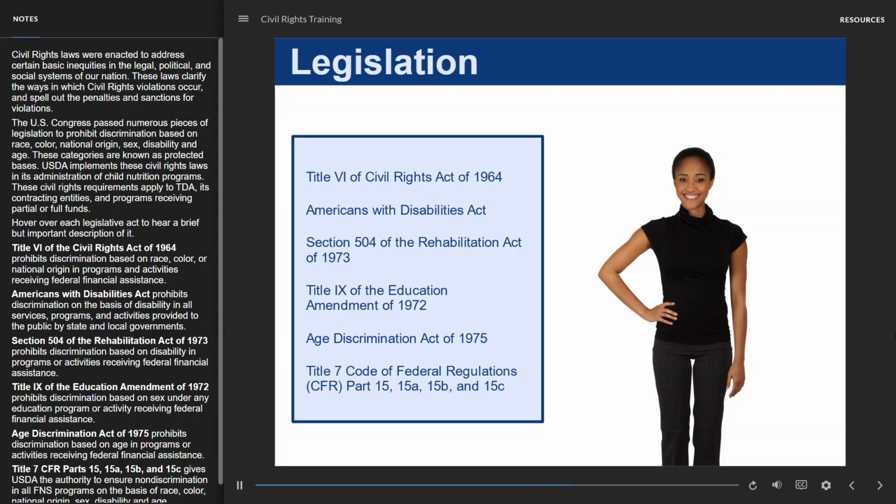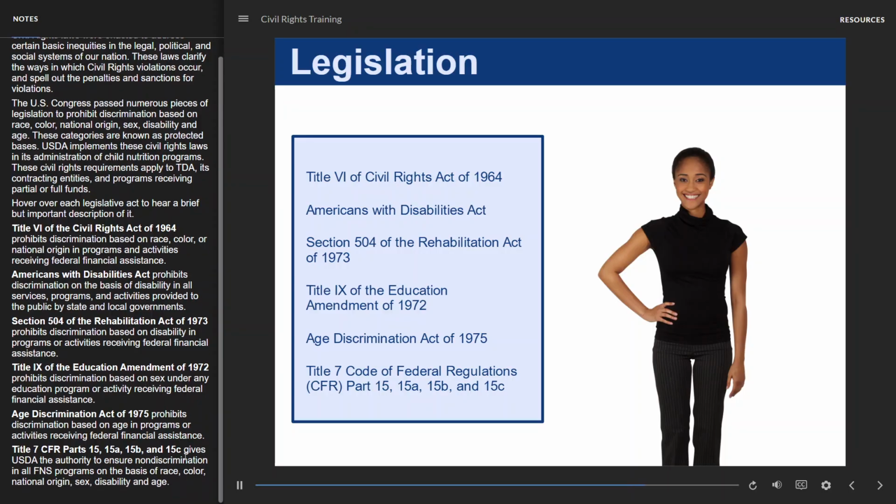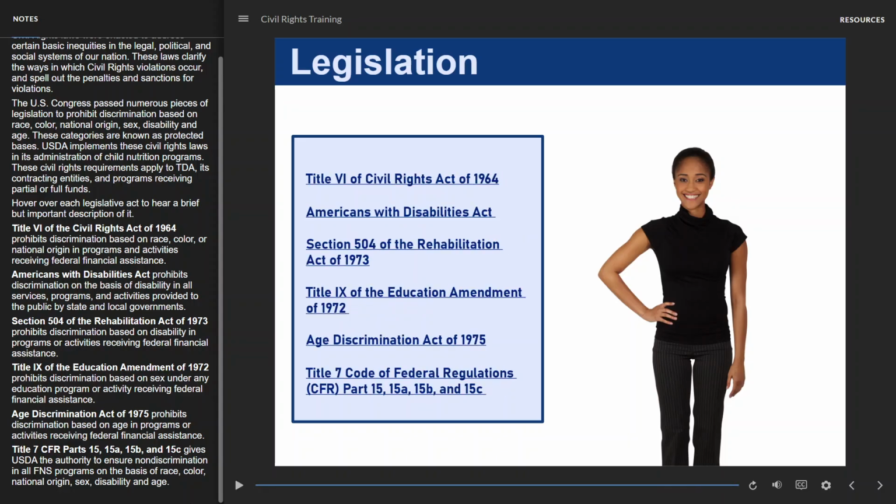USDA implements these civil rights laws in its administration of child nutrition programs. These civil rights requirements apply to TDA, its contracting entities, and programs receiving partial or full funds. Hover over each legislative act to hear a brief but important description of it.